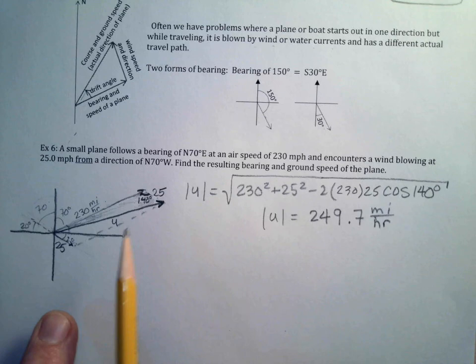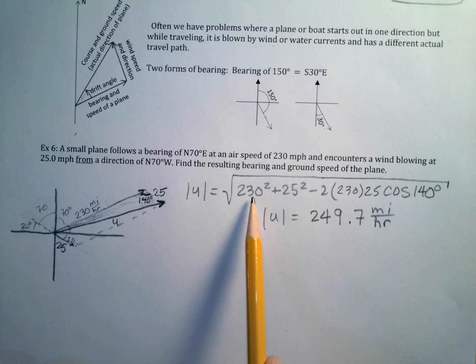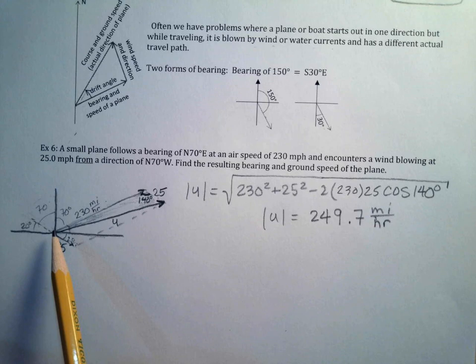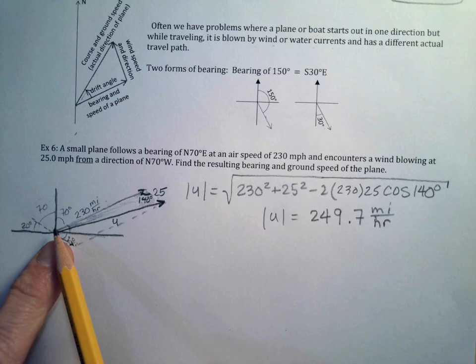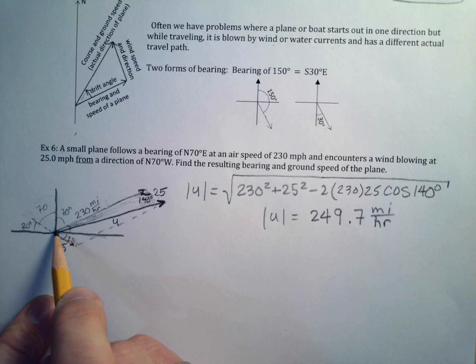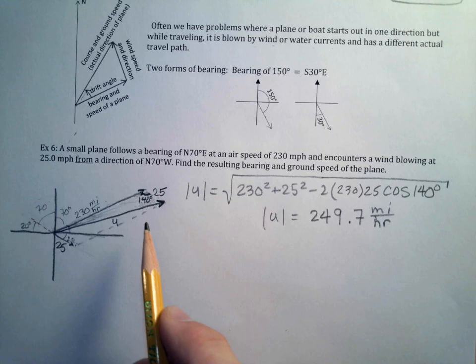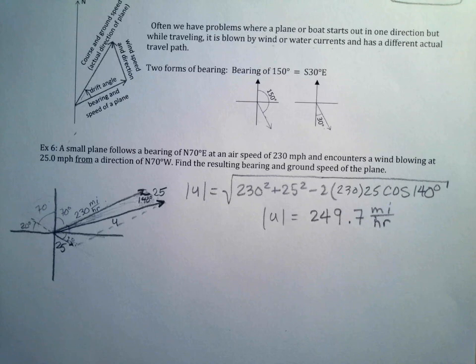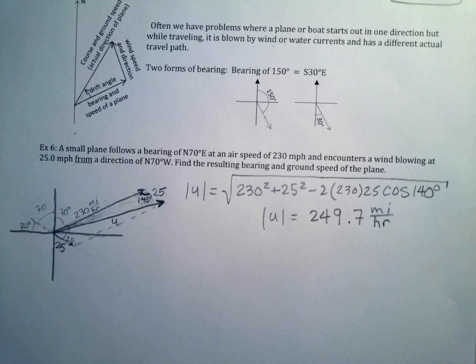Now, let's think about if that makes sense. Are we expecting that this will be larger than what we started with at 230? I think you would agree that yes, it should be, because the wind isn't exactly blowing against it. It's partly pushing it in the direction that we were traveling anyway, just not in the exact same direction. So it makes sense that the resultant is a larger magnitude than the airspeed. We are traveling faster than we would have been without the wind.